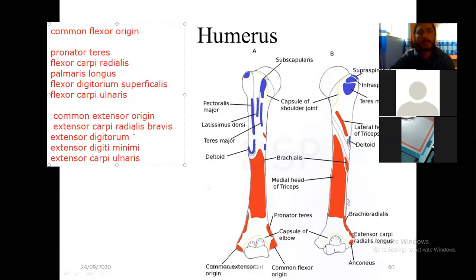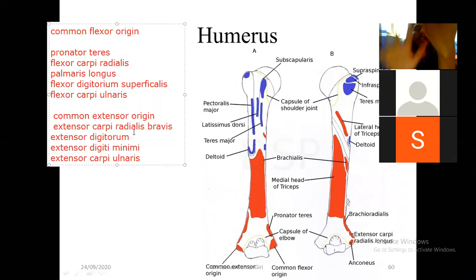These extensor muscles will be here in the back side. So extensor carpi radialis longus runs along the thumb finger here. The digitorum splits into four tendons and they will insert. While reading the individual muscles, I will tell from where they will split and how they will insert.